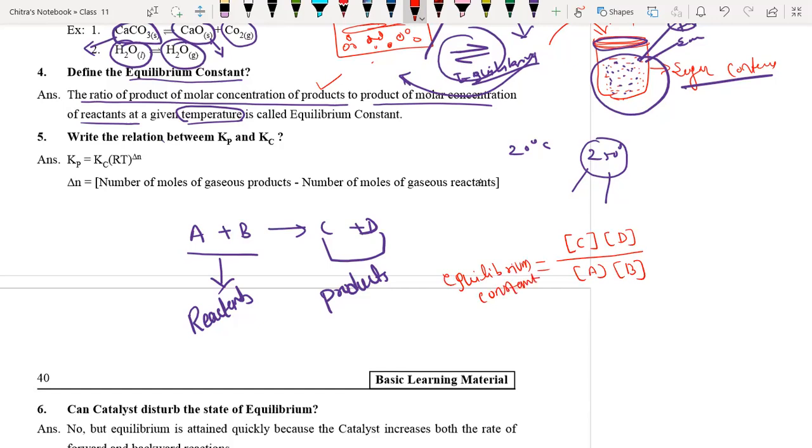Understood what the equilibrium constant is now? Yes, sir. Just remember that reaction I have written here: the concentration of products divided by the concentration of reactants. That's all. It is represented by Kp. K is the constant. So write the relation between Kp and Kc.